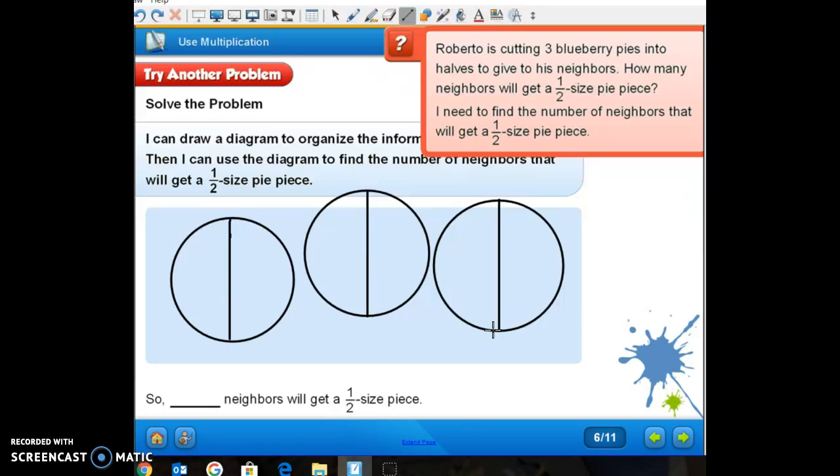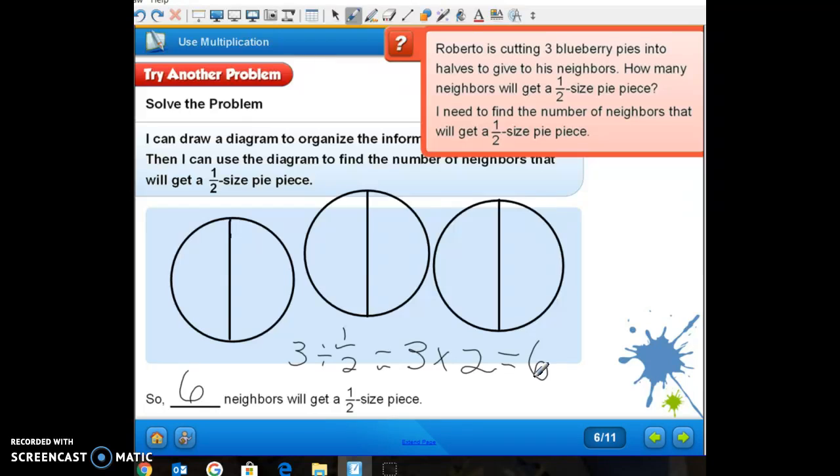So how many halves of pies do we have? Cut your 3 pies in half. How many neighbors will get a 1/2 size piece of pie? 6. Since Roberto has 3 pies that he's going to divide in half, he is taking 3 pies. Each pie has 2 pieces, so he would have 6 pieces of pie to give away.